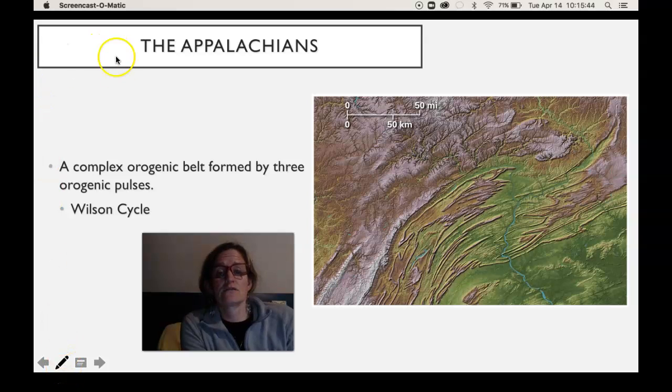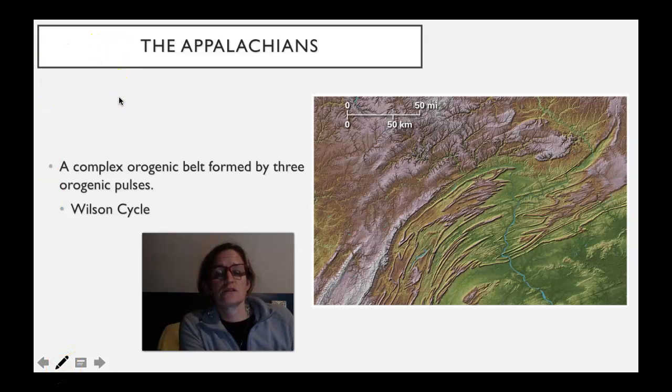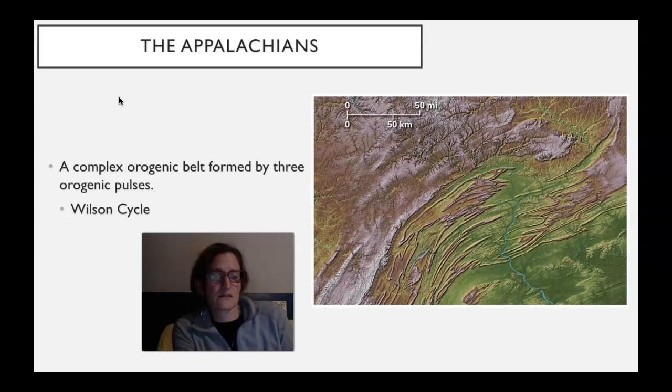The Appalachian Mountains are a great place to study mountain building and orogenic events. There are three main orogenic events that created the Appalachian Mountains, and those are part of what we call the Wilson Cycle. The Wilson Cycle is the opening and closing of ocean basins. So here is a satellite image of the Appalachian Mountains.